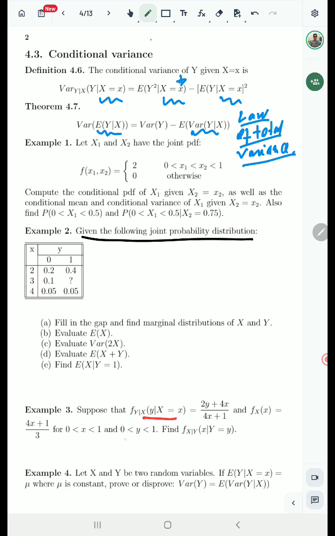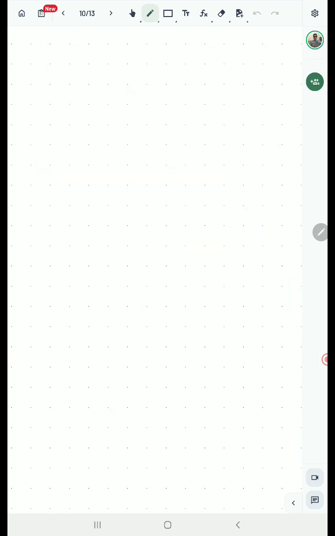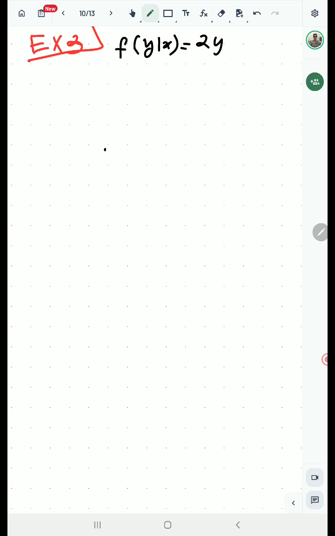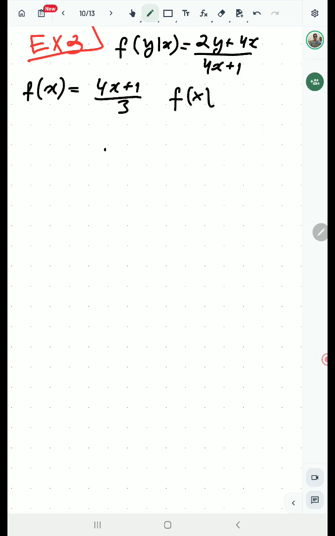So we are given the conditional PDF of y given x, and we are supposed to find the conditional PDF of x given y. This is example 3. So we are given f of y given x equals 2y plus 4x over 4x plus 1, and we are given f of x, which is equal to 4x plus 1 over 3, and we are supposed to find f of x given y.